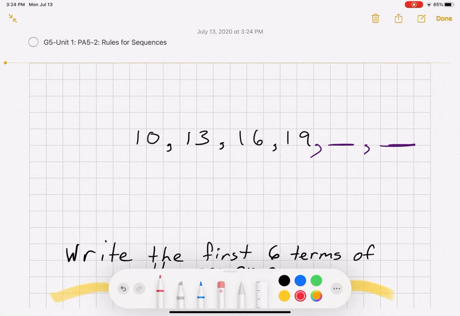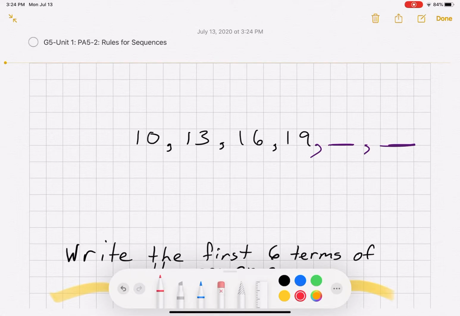All right, welcome. This is grade 5, unit 1, patterns in algebra, lesson 2, which is rules for sequencing. So the very first thing I'm going to get you to do is count by threes. So let's do that with me. 3, 6, 9, 12, 15, 18, 21, 24, 27, 30. Good job.